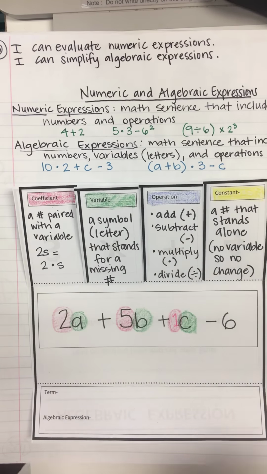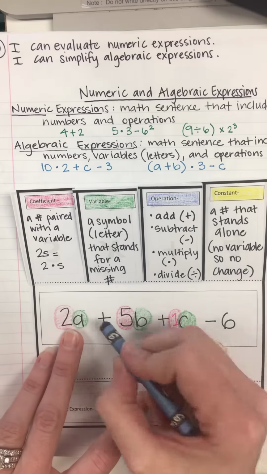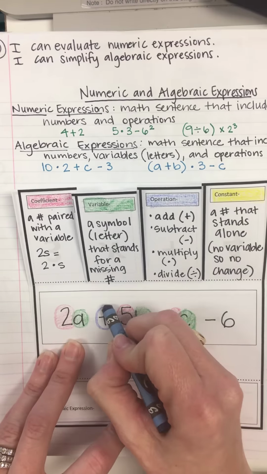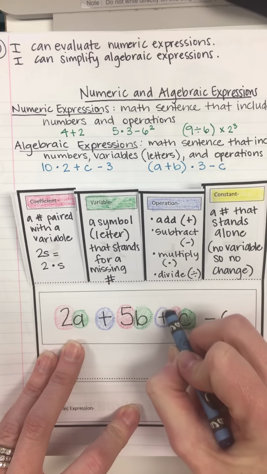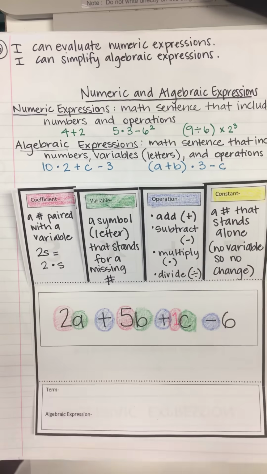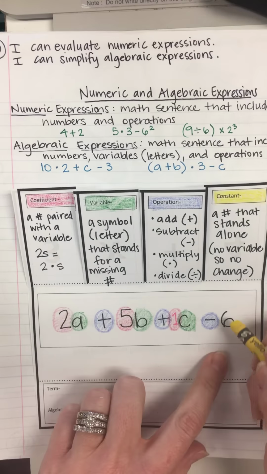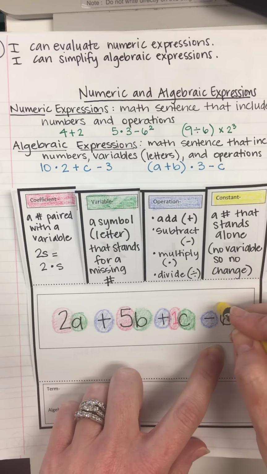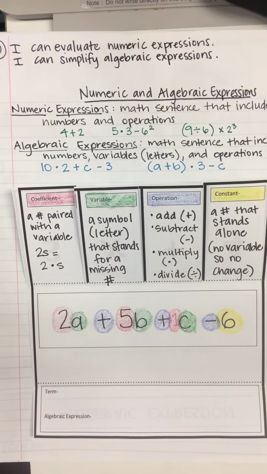The next thing that we're going to highlight or color in are our operations. So we're going to do blue. Operations are add, subtract, multiply, and divide. So I see an addition symbol, and I see another addition symbol, and I see a subtraction symbol. So I color coded those. And we do have a constant in this particular example. A constant is a number that stands alone, no change. So this is our constant. It's a constant of 6.